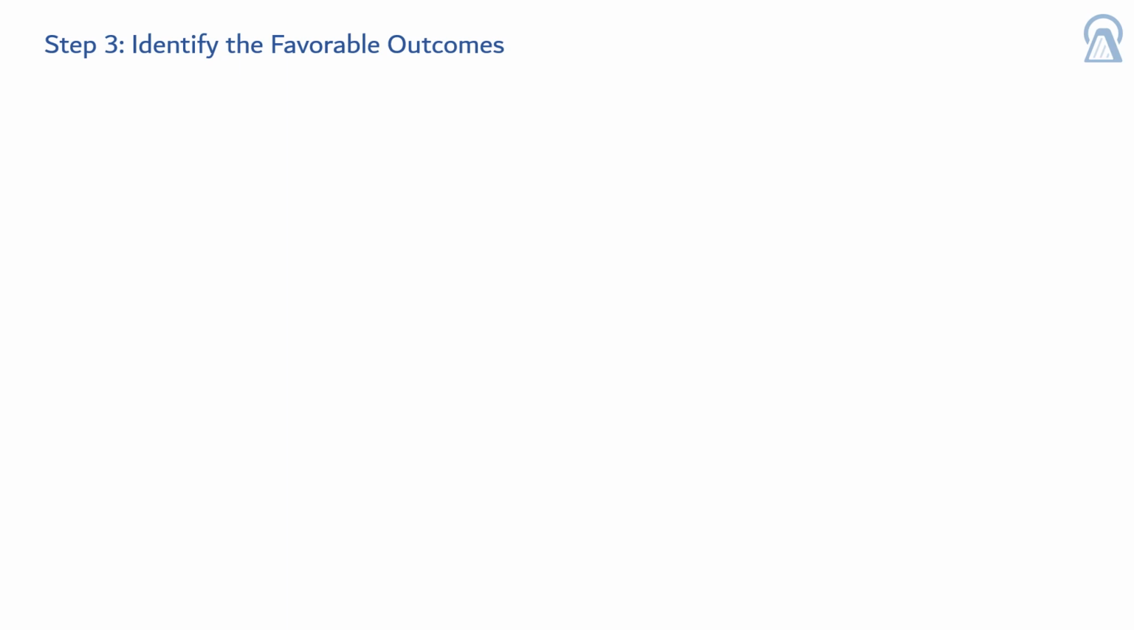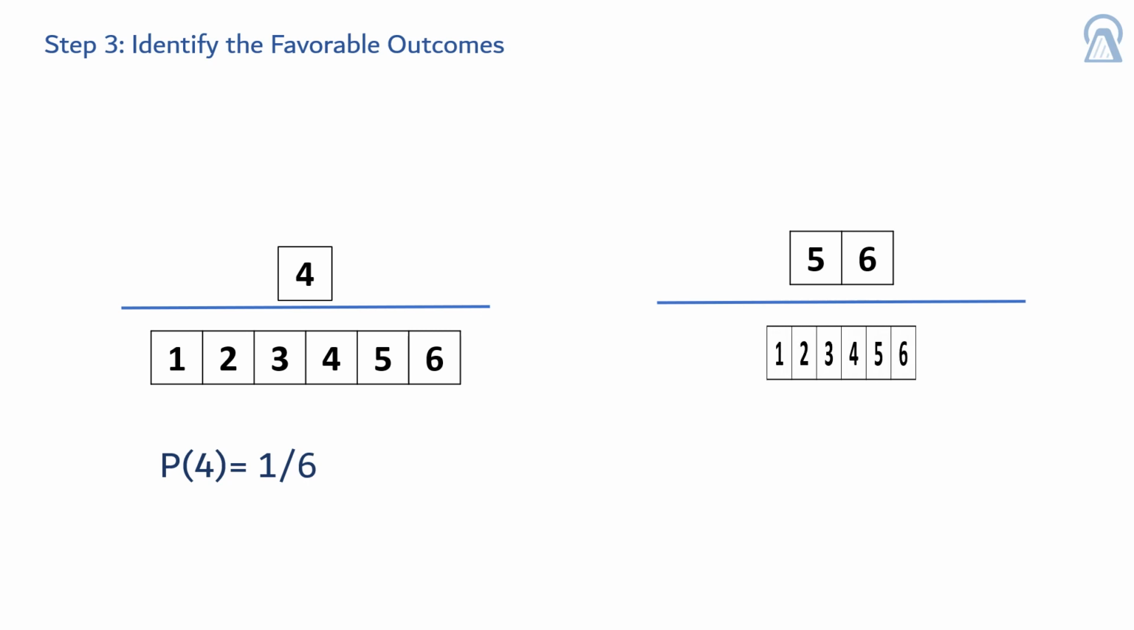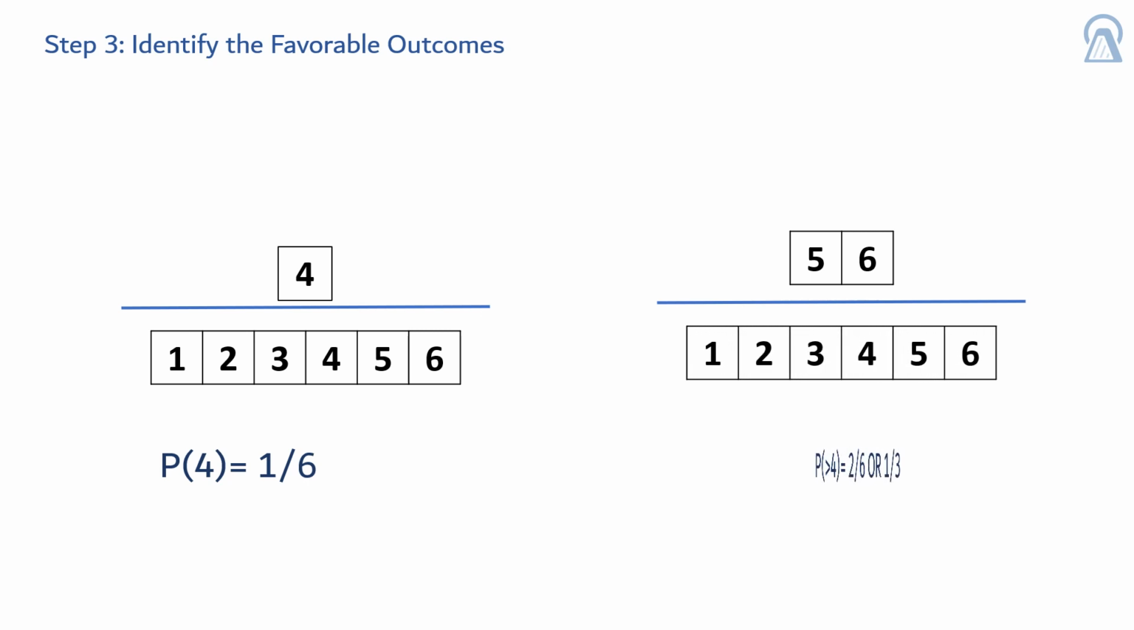Step 3. Identify the favorable outcomes. Determine how many outcomes satisfy the condition or event you're interested in. These are your favorable outcomes. If you want to find the probability of rolling a 4, you have one favorable outcome, 4. If you want to find the probability of rolling higher than a 4, you have two favorable outcomes, 5 and 6.